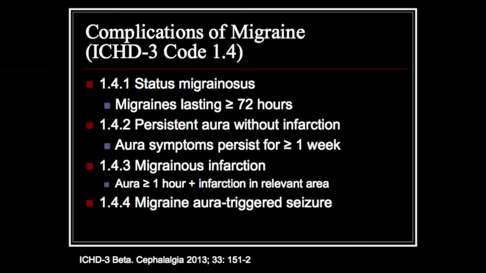There also are what they call the complications of migraine. Those include status migrainosus, with migraines lasting greater than 72 hours, and persistent aura without infarction. Those patients have auras lasting greater than a week, and I've had some patients who have auras lasting for months that would fit into this category. There's something called migrainous infarction, where you have an aura greater than an hour, and then you get an infarction in the relevant area where the aura occurred. And then finally, there's something called migraine aura-triggered seizures, where you might have a migraine aura and then later have a seizure, the so-called migralepsy.